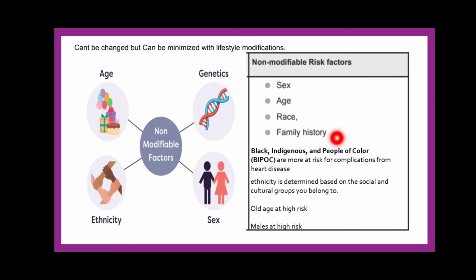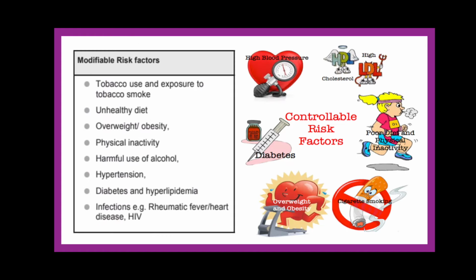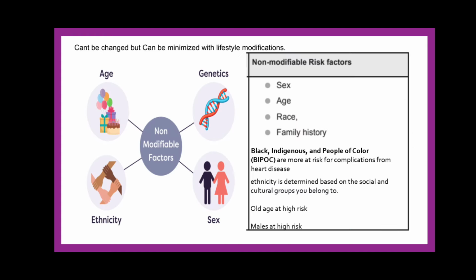And non-modifiable risk factors mean what? We cannot change them. In the case of modifiable risk factors, lifestyle modification lets us control them. Here we cannot control them, neither can we change them. So what are they? Sex, age, race, and family history. We are going to go into the details in the coming points.